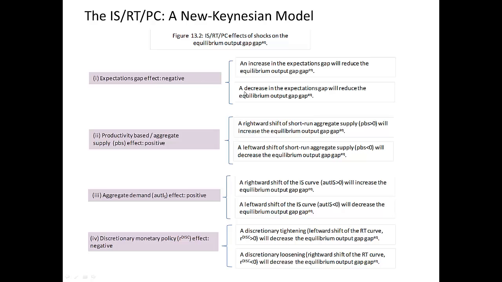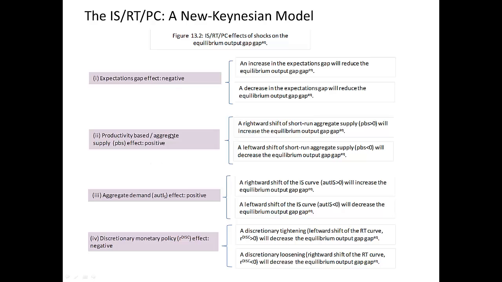Conversely, if we have a decrease in the expectations gap, if people expect inflation to be lower than the target, then the central bank will have to reduce interest rates and encourage aggregate demand, and that'll mean an increase in the output gap. So there's a negative relationship here between the expectations gap and the output gap.